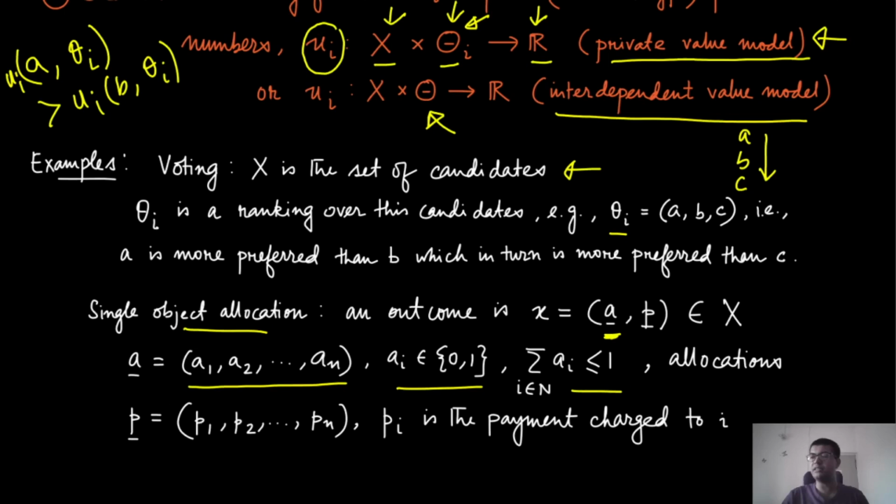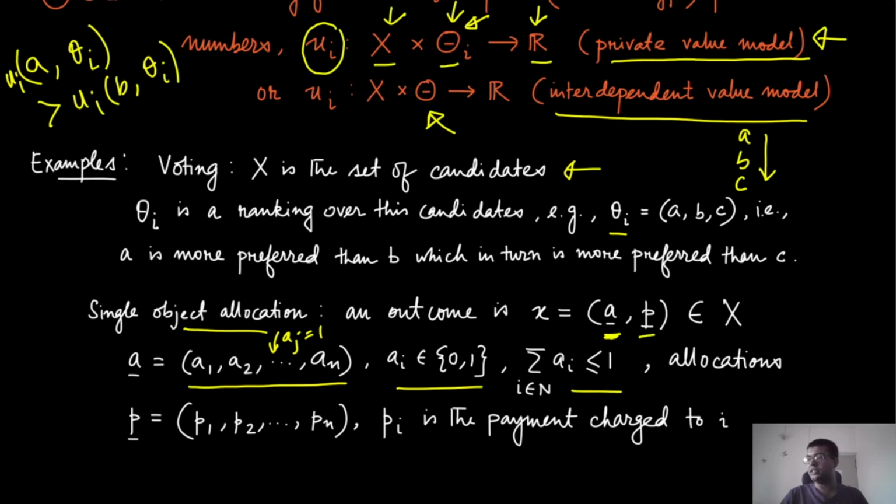So what does it mean? Let's say AJ here is equal to 1. That means that the jth agent wins that object, or is allocated that object, and everybody else is not allocated that object.